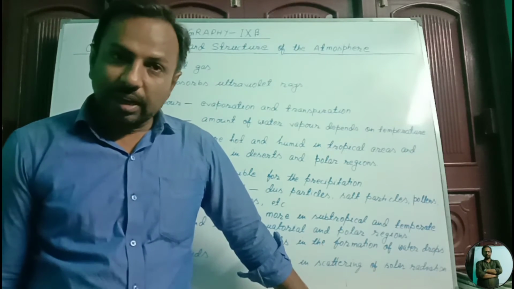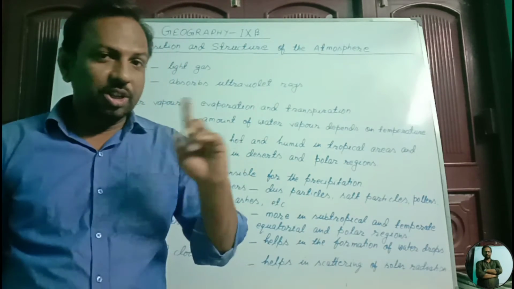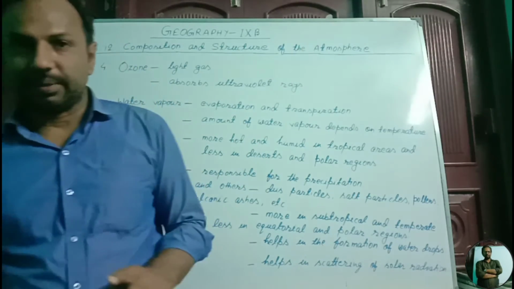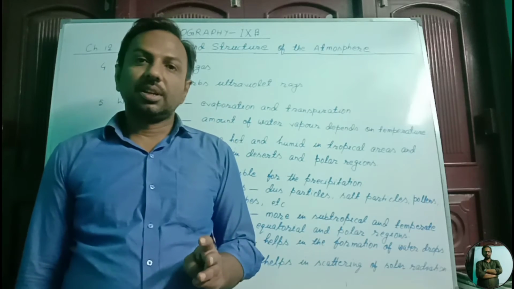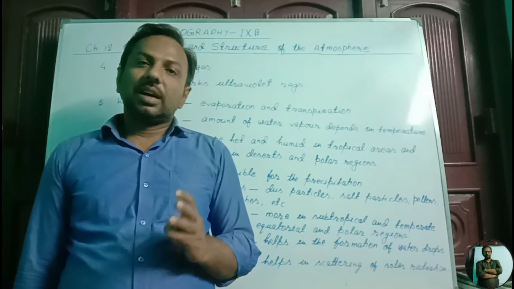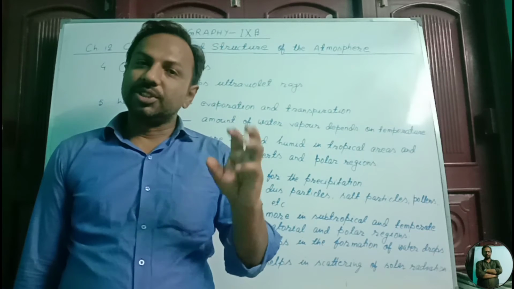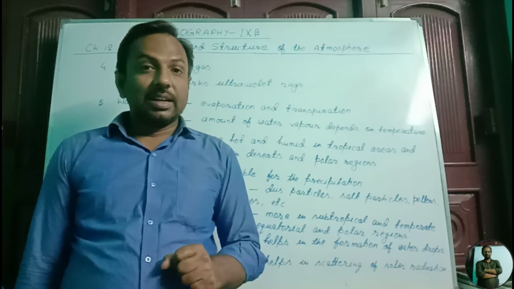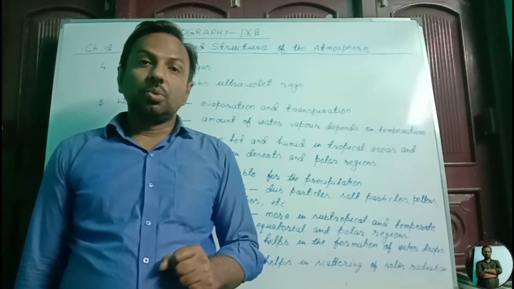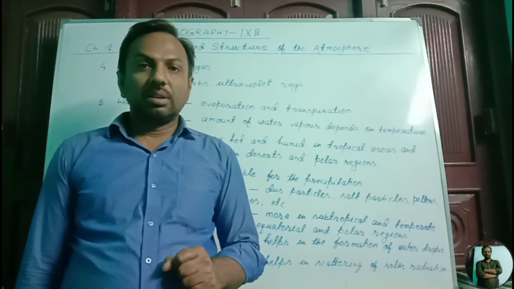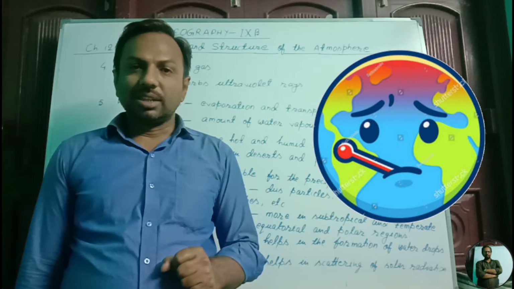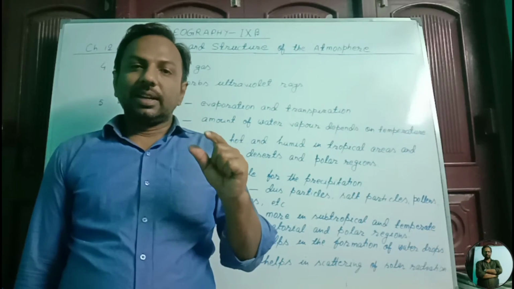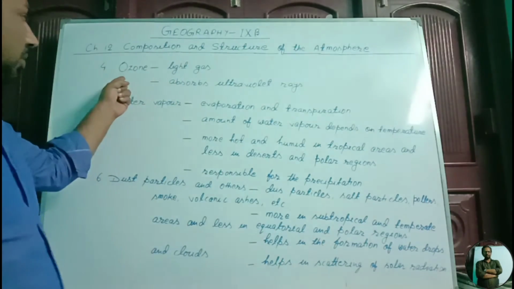from reaching the earth's surface, and if they reach the earth's surface, then there will be two phenomena. First, ultraviolet rays are responsible for several kinds of diseases, especially skin diseases. And secondly, these ultraviolet rays will be responsible for an increase in the temperature of the earth's surface. So these ultraviolet rays are checked by the ozone gas.